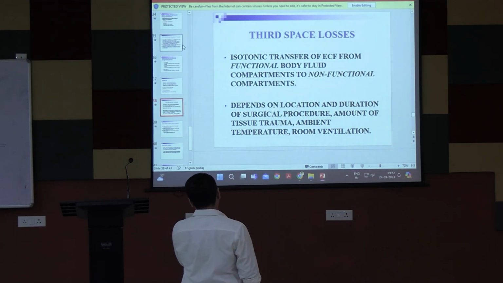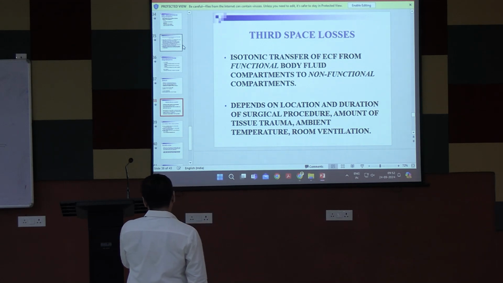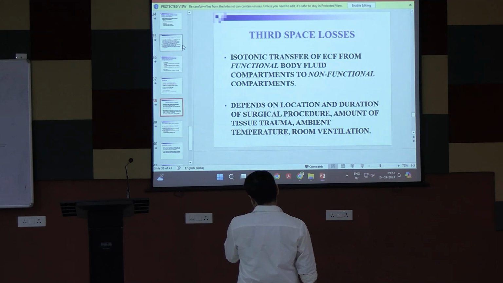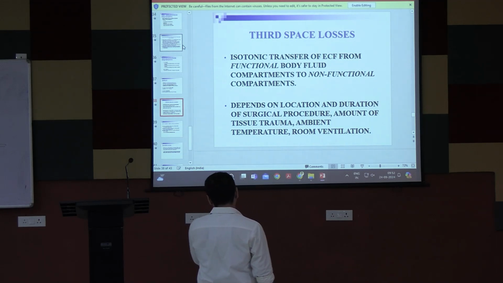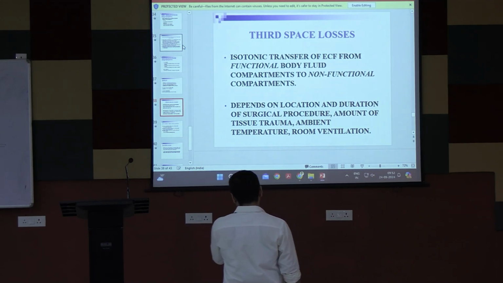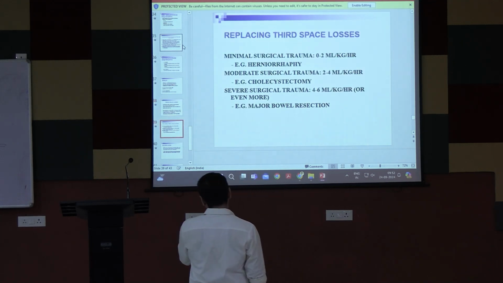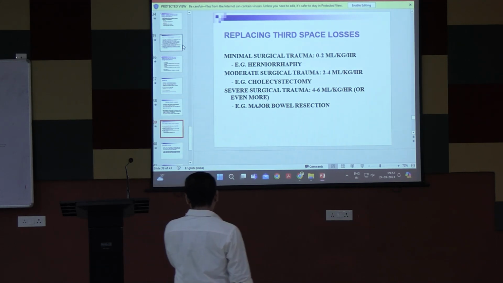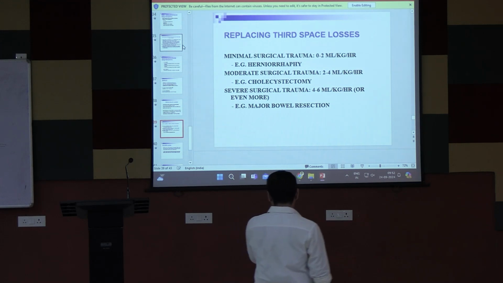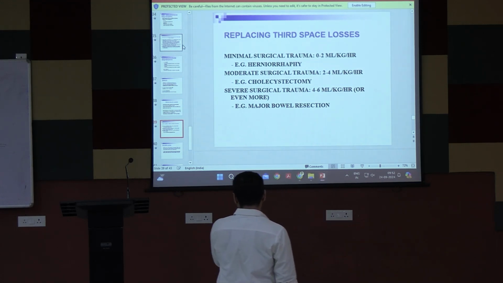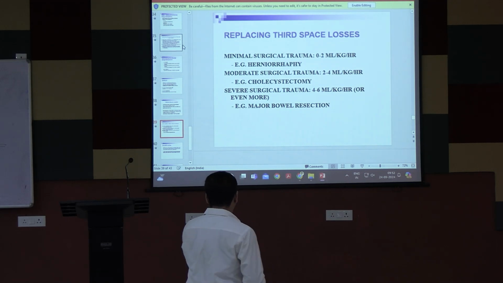Third space losses: transfer of ECF from the functional body fluid compartment to a non-functional compartment, depending on the location, duration and surgical procedure, amount of tissue trauma, ambient temperature, room and ventilation. Replacing third space losses: minimal surgical trauma 0 to 2 ml per kg per hour, like herniorrhaphy. Moderate surgical trauma 2 to 4 ml per kg per hour, like cholecystectomy. Severe surgical trauma 4 to 6 ml per kg per hour, like major bowel resection.